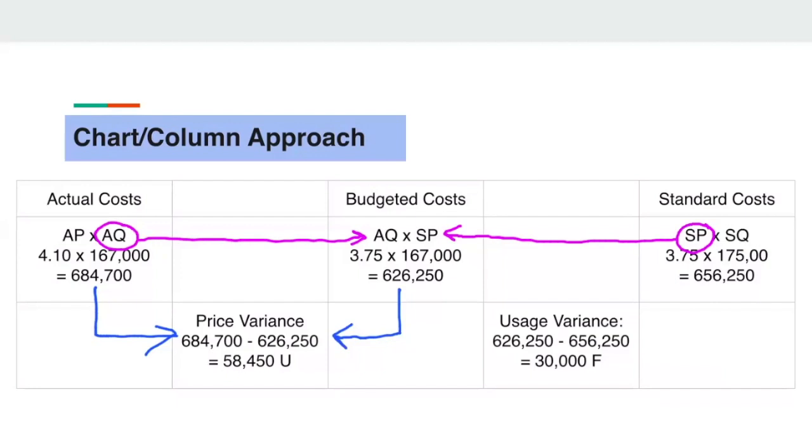To find the usage variance, you minus budgeted cost by standard costs. That means you're taking the middle value and the last value, and you're minusing them. This means that the usage variance is negative 30,000. And since it is negative, this means that it is favorable, and we place an F beside it. And we do not include the negative sign. So the F is replacing the negative sign, the same way in financial accounting, a bracket would represent a negative number.